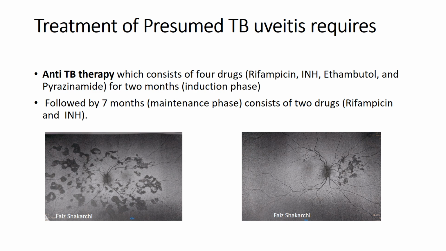Treatment of TB uveitis with anti-TB therapy consists of 2 months induction phase with 4 drugs: rifampicin, isoniazid, ethambutol, and pyrazinamide, followed by 7 months maintenance phase with 2 drugs: rifampicin and isoniazid.